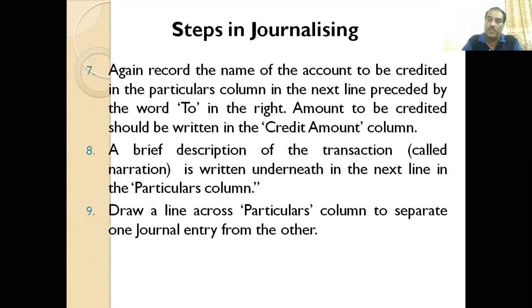Then the next step is a brief description of the transaction called narration, written underneath in the next line in the particulars column. So after mentioning the account which is to be credited, underneath we mention a narration. And a narration is nothing but a brief description of the transaction. Then finally, we draw a line across the particulars column to separate one journal entry from the other. In journals, we make several entries. So to distinguish one entry from another, we draw a straight line across the particulars column.